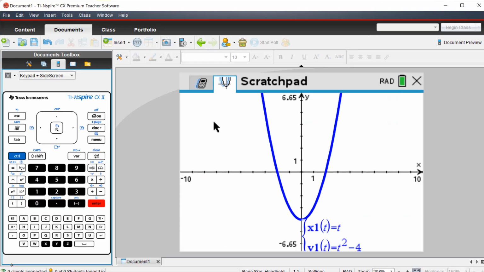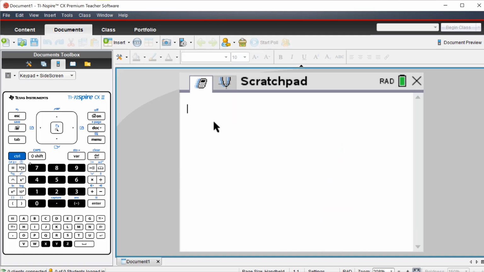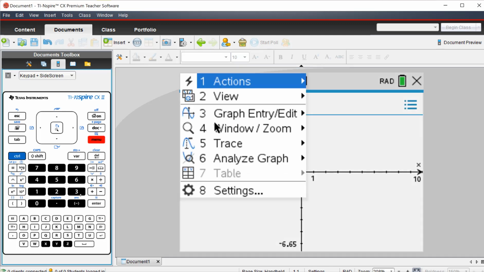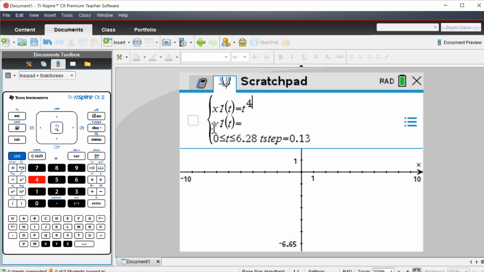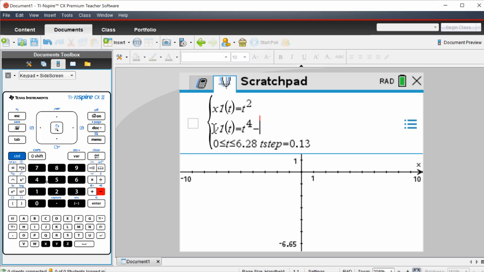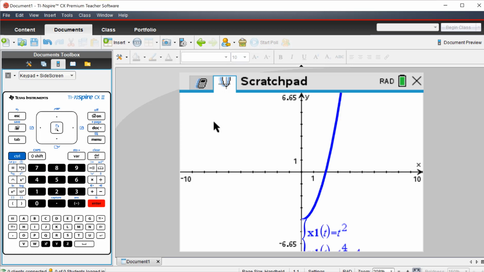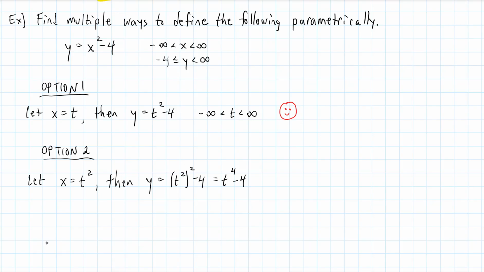So Doc B, let's go to the graph screen. Let's go menu, graph entry, parametric. Let's go t squared. Oops, t squared. And then it would be t to the 4th minus 4. Ooh, uh-oh. I only got half the parabola. That's not good. Why is that? Well, actually, I see the problem right here. T squared is never negative. So x would never be negative. So we have a problem right here.